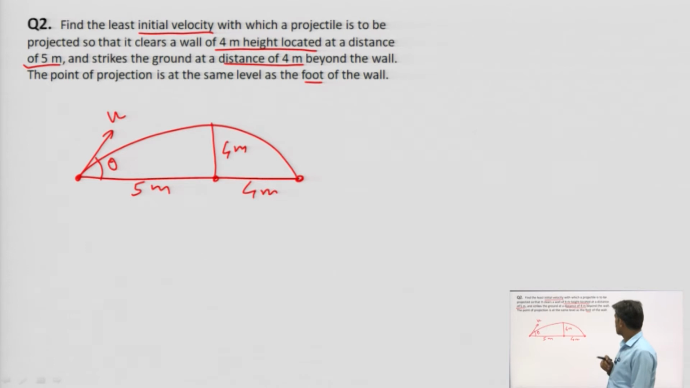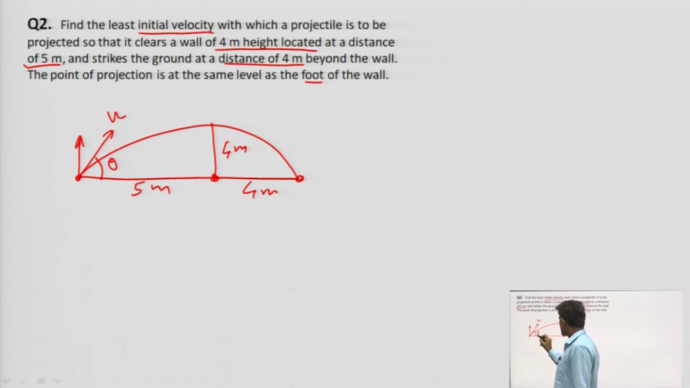So, what do we need to calculate? Yes, we need to calculate u and theta: the initial velocity and the projection angle. In last class I told you to consider vertical motion and horizontal motion. The horizontal component of this initial velocity is u cos theta, and the vertical component is u sin theta.